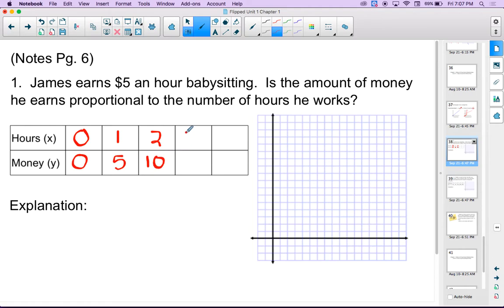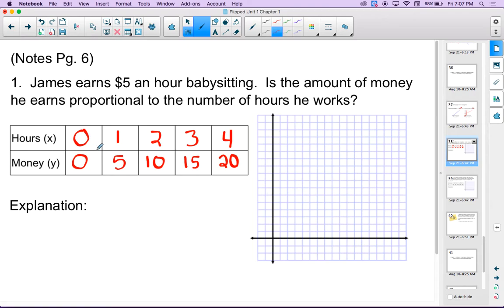If he works for 3 hours, 3 times 5, he will make $15. And if he works for 4 hours, he will earn 4 times 5, that's $20. So there's our table, and we're going to graph this.